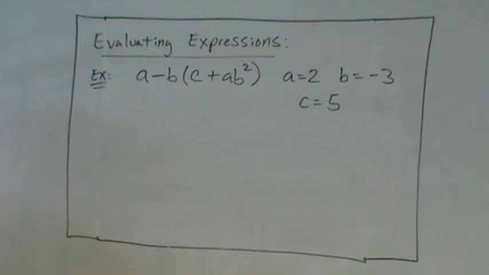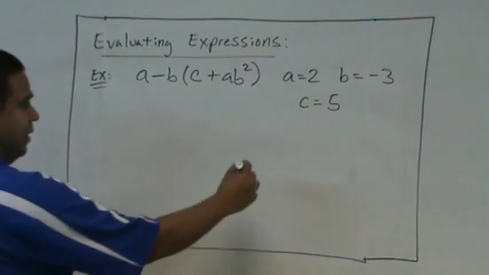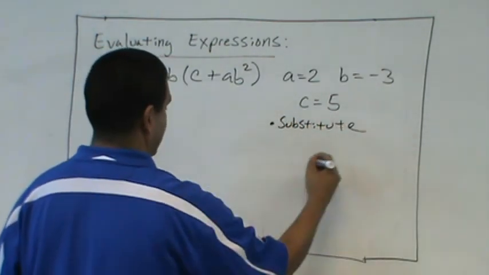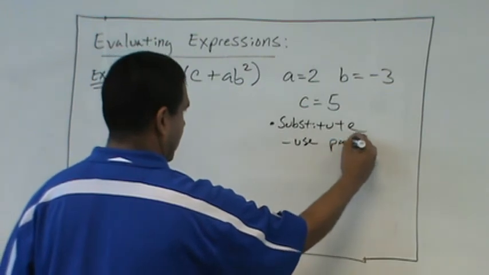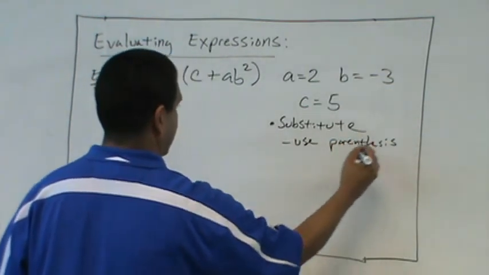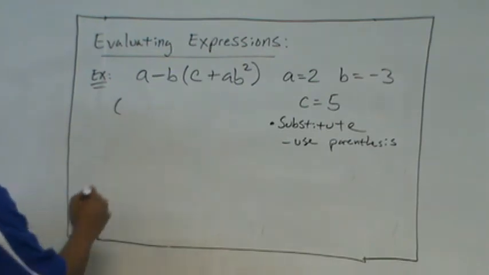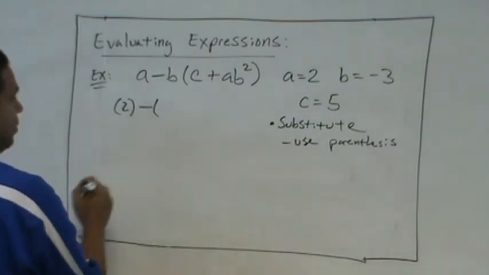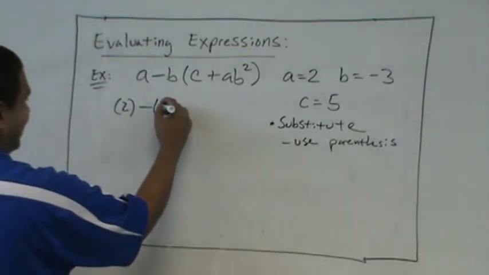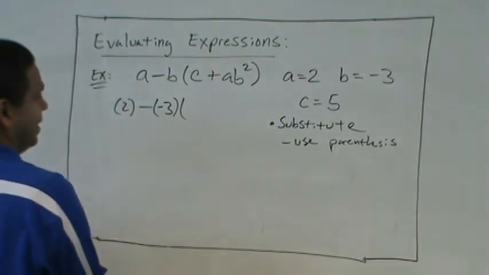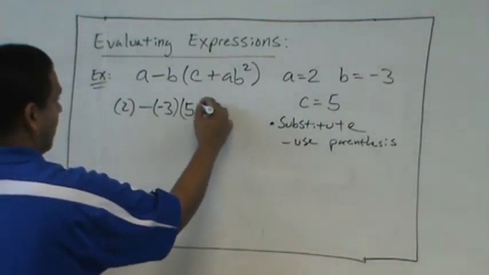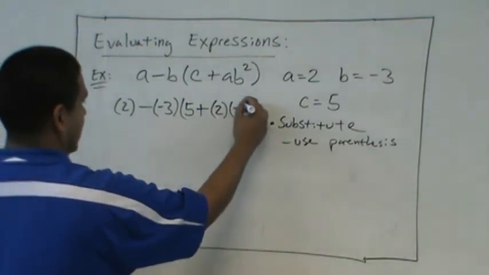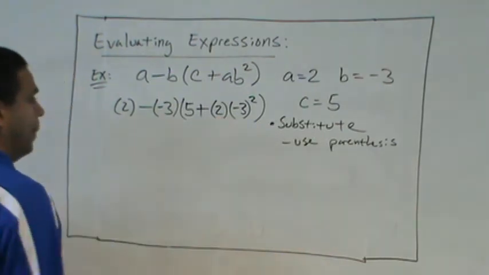5. All right, so now here you have to be extra careful when you make those substitutions. So the first thing we're going to substitute, use parentheses. So what's A? 2. What's B? Negative 3. What's C? 5. And A was 2. And B? Negative 3. We're going to square that.